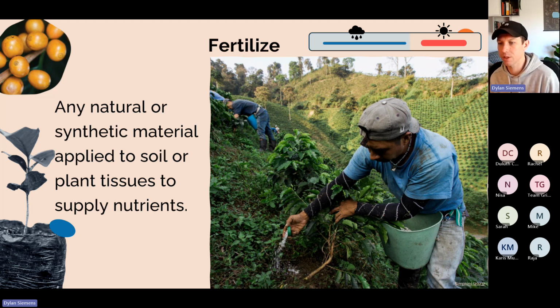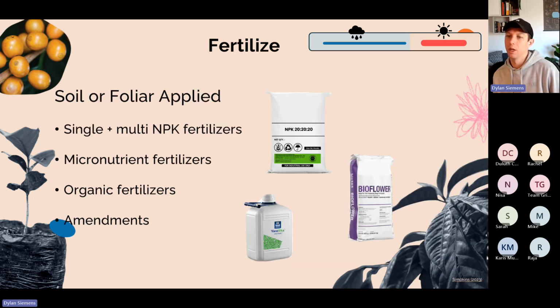As far as chemical fertilizers go, there's soil applied. This is what you see here, some pellets being applied. And then there's foliar applied, a spray that you apply to the leaves. There's lots of different kinds of fertilizer. Right now, fertilizer is extremely expensive, and so yeah, it's a big investment, but it's often necessary in different areas.